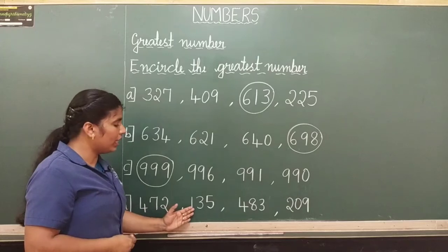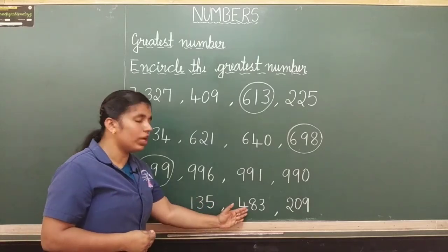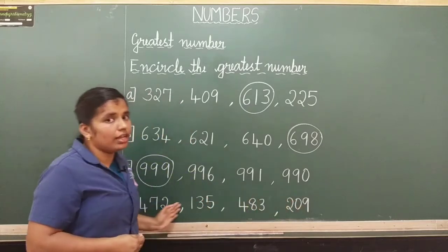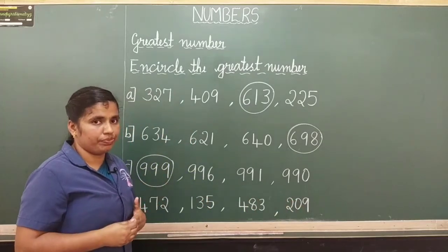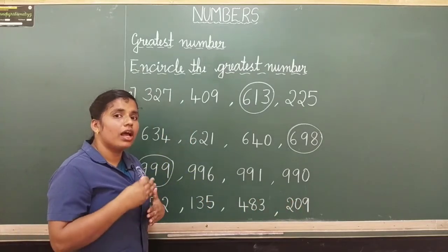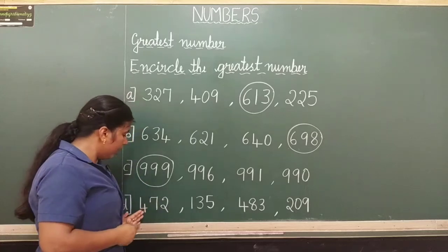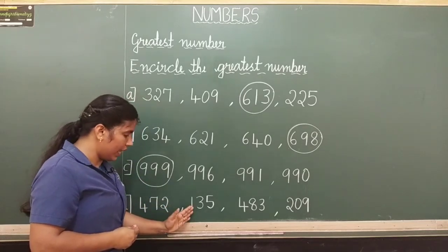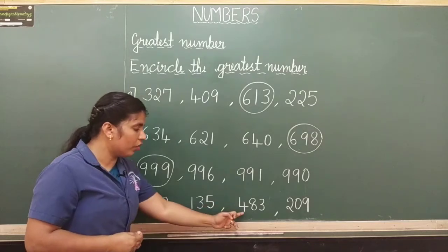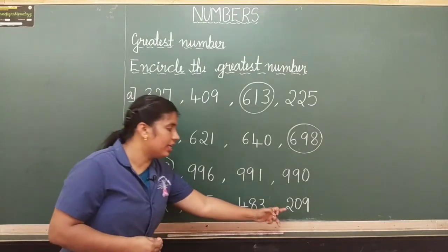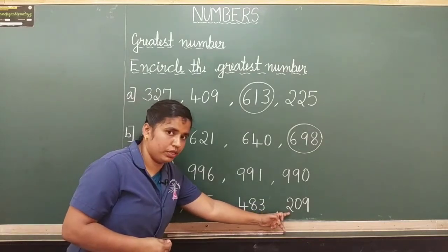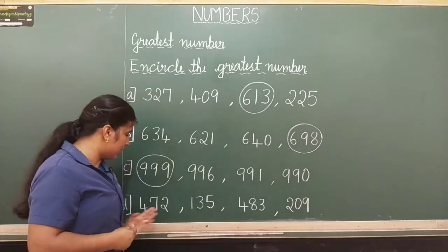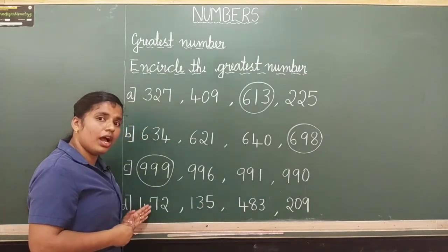472, 135, 483, 209. These are 3-digit numbers. So, first we have to see the hundreds place. Here in hundreds place we have 4, here we have 1, here we have 4 and here we have 2. So, you might have observed here, these two numbers have 4 in the hundreds place.